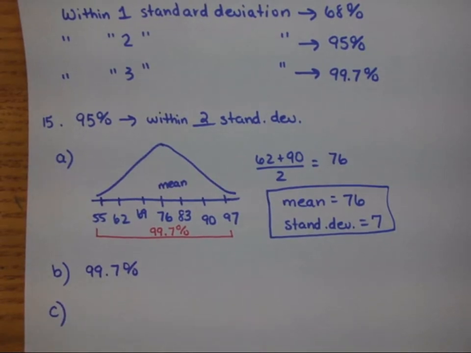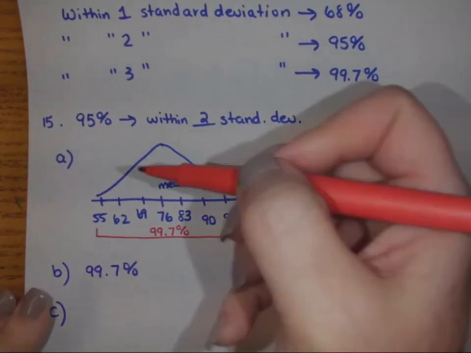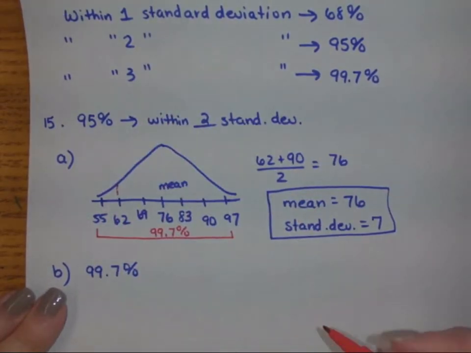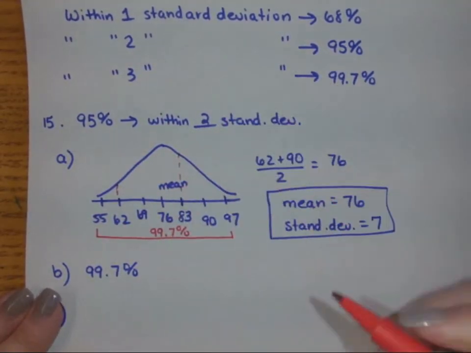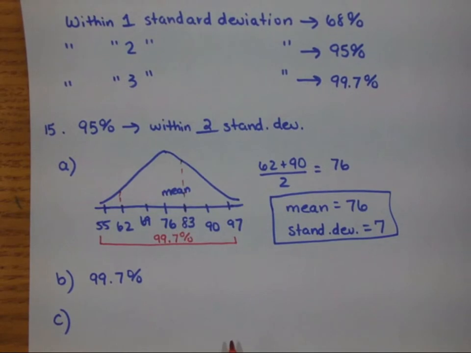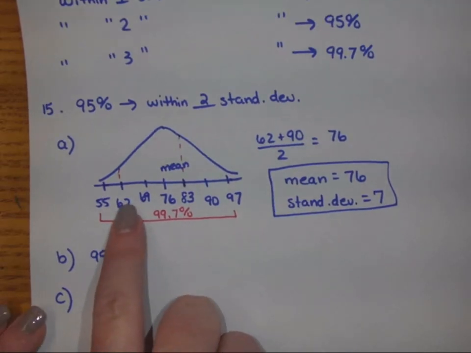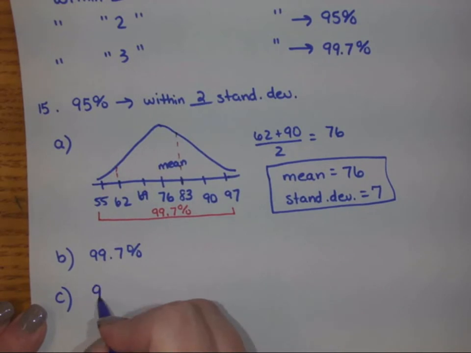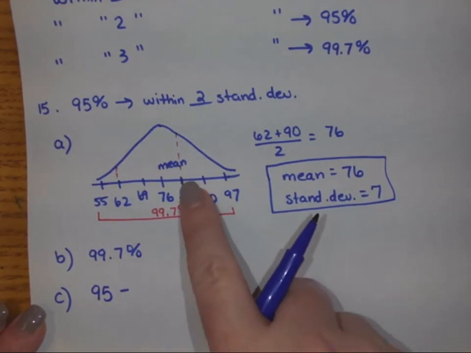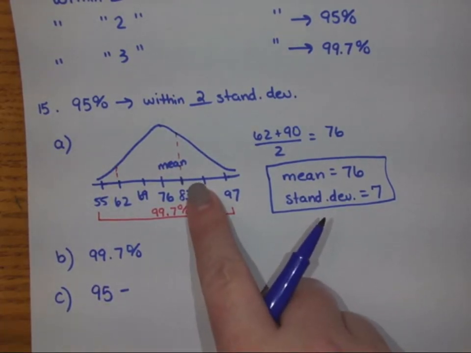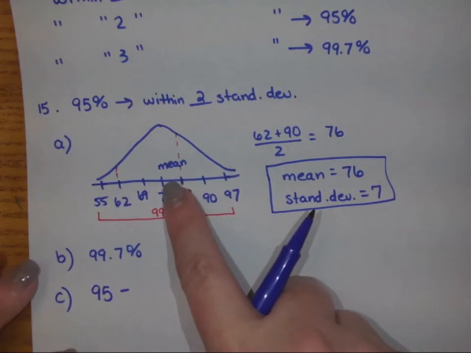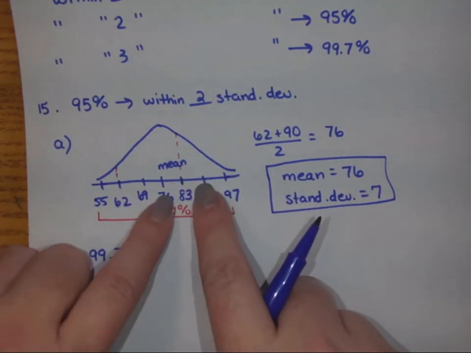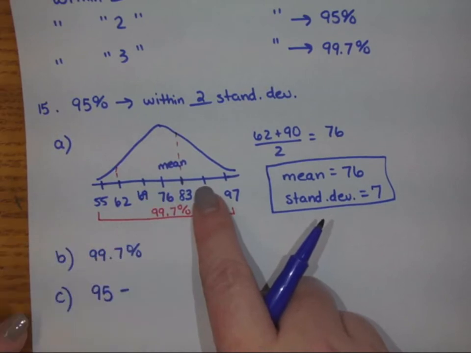But C is a little different, right? We want the probability that we weigh between 62, so that's here, and 83. And notice it's not evenly spaced from the mean. Okay, so there's all different kinds of ways to do this. What I did is I figured that I knew from part A that between 62 and 90 was 95. And then I just needed to subtract off this little wedge here, okay? And I got that by figuring that it was halfway between these two, right?